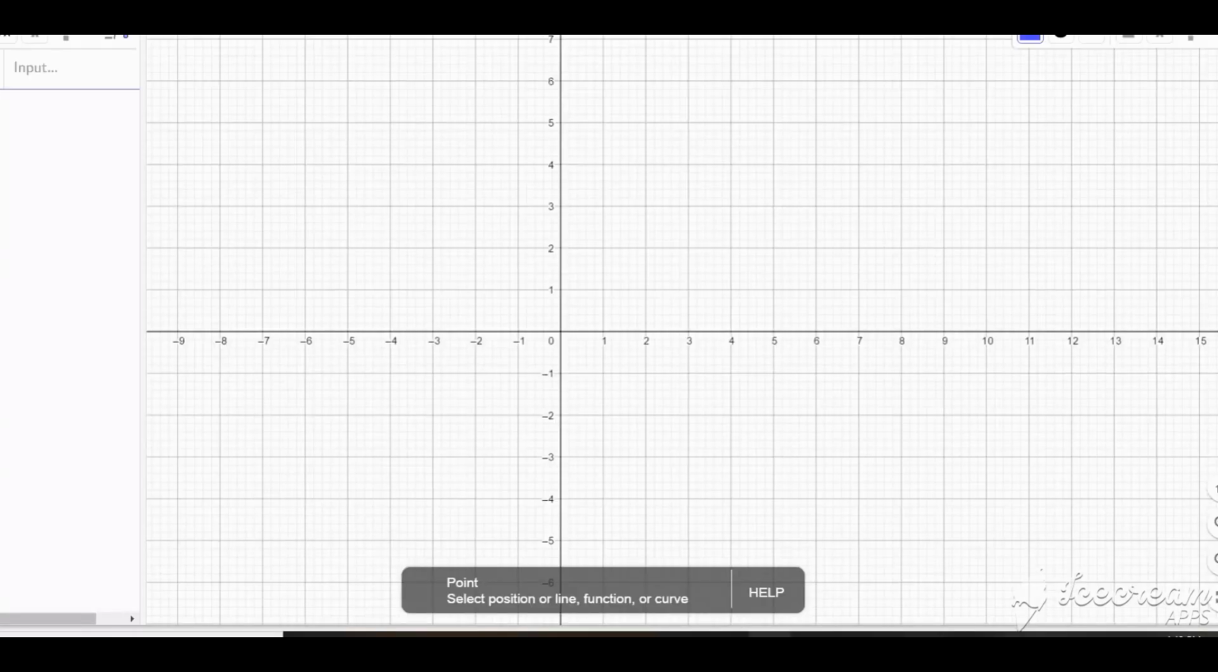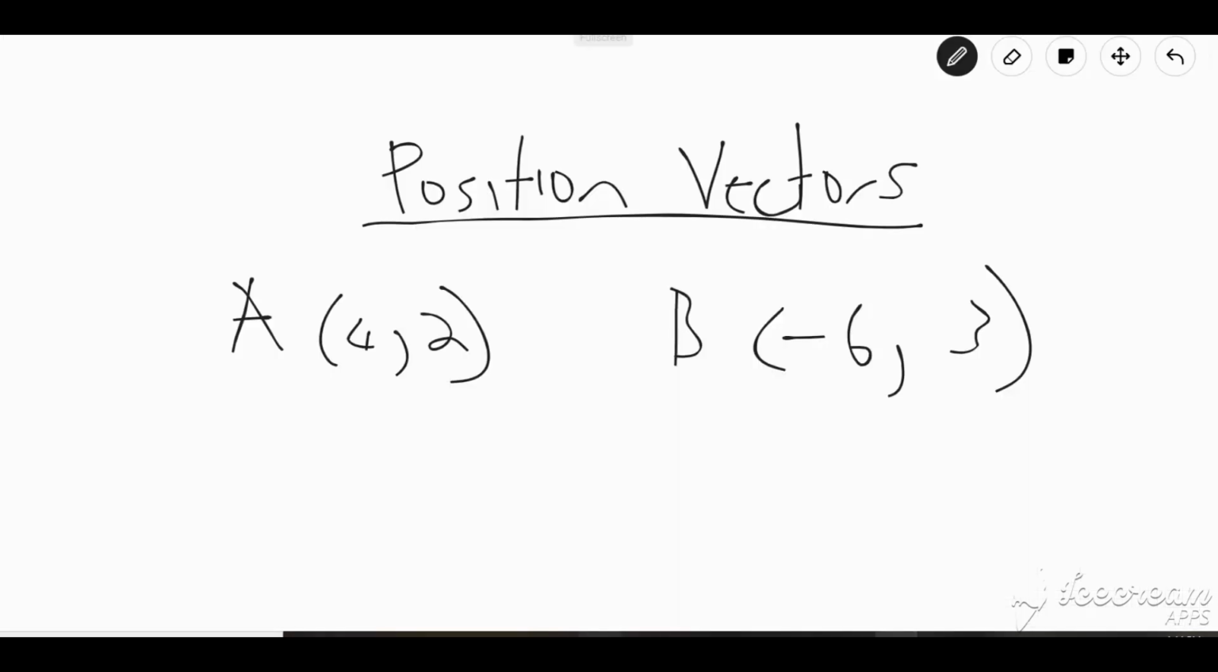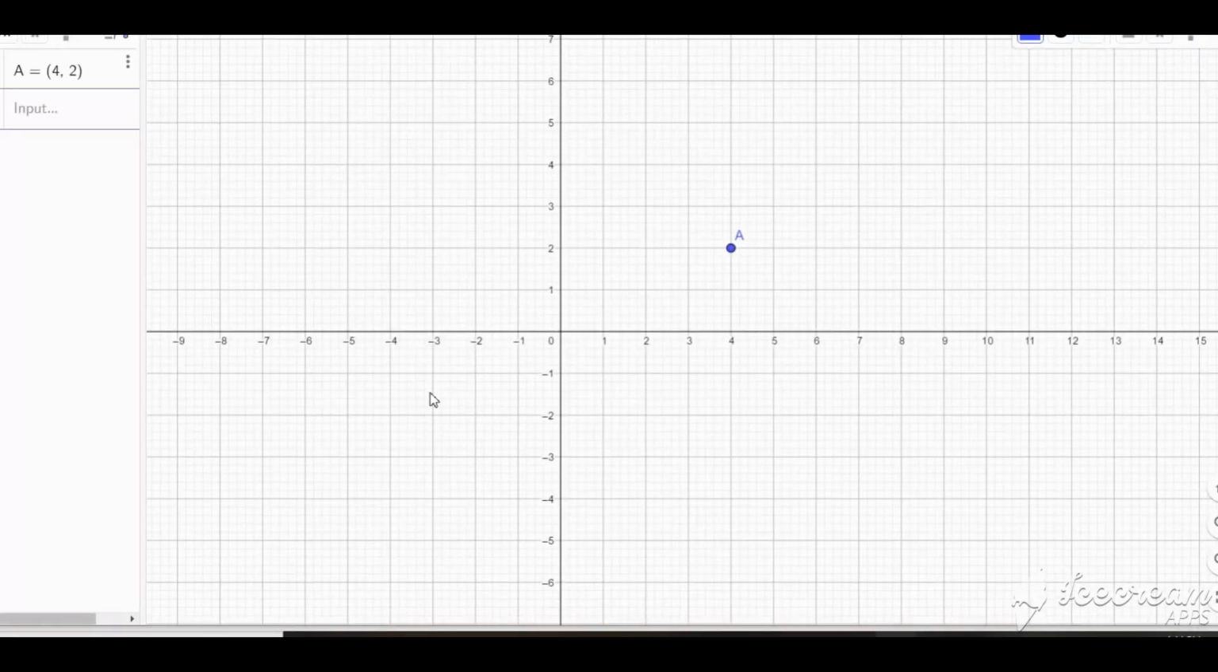Now, let us look for point A, which is (4, 2). (4, 2) generally means 4 on the x-axis and 2 on the y-axis. Those 2 points would intersect right here. So that is point A. Point B was (-6, 3). So let me come back here. I'm looking for -6 on the x-axis and 3 on the y-axis. So we have points A and we have points B.